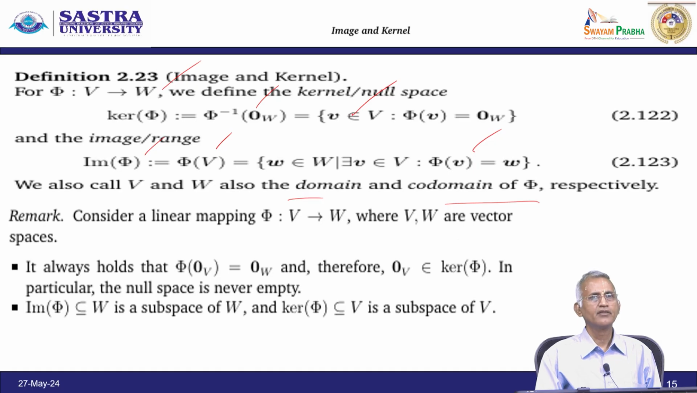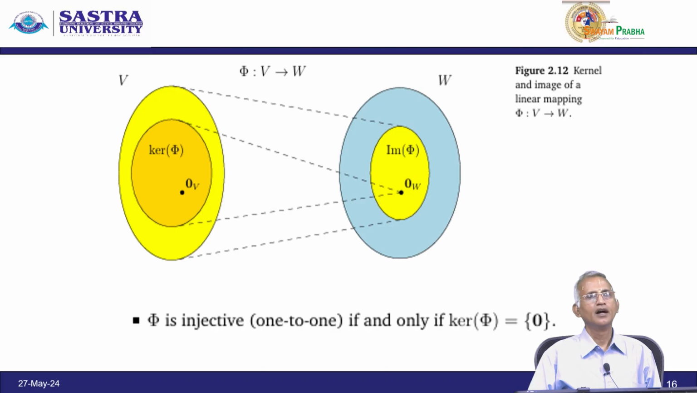Consider the mapping phi such that V to W, where V and W are vector spaces. It always holds that phi of 0 is equal to 0 and 0 belongs to the kernel, and in particular the null space is never empty. Therefore, the image of phi is a subset of W, and the kernel of phi is a subspace of V. This is a picture representation of this.